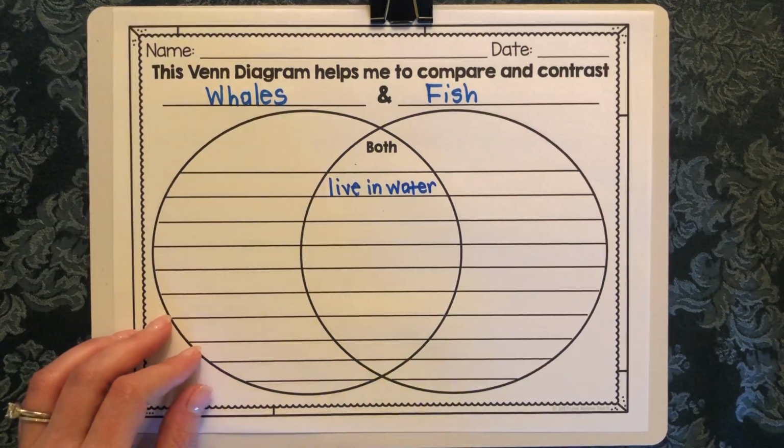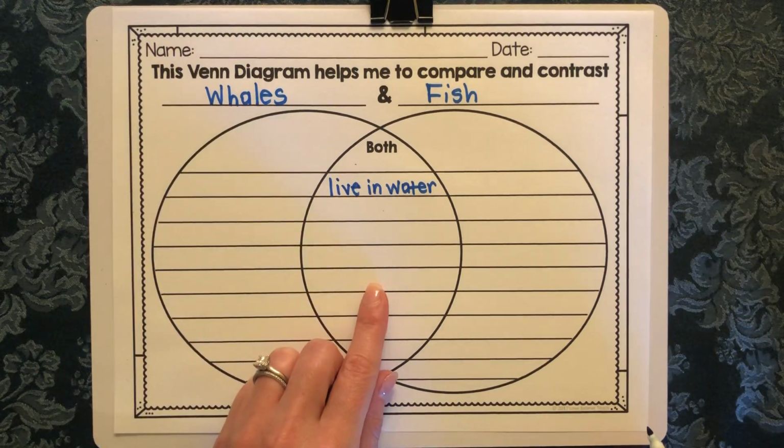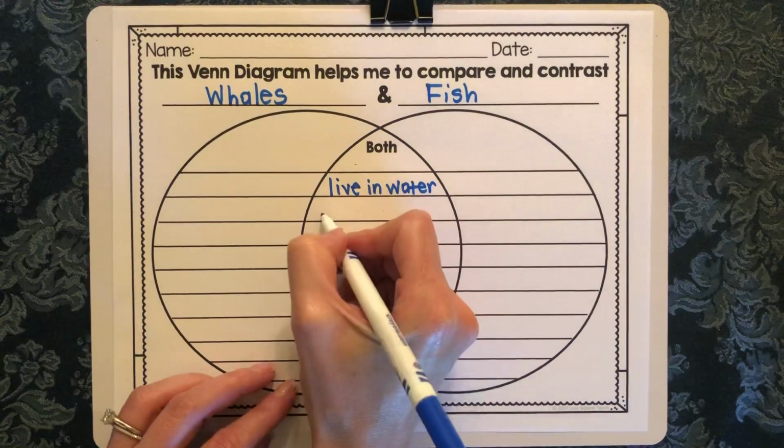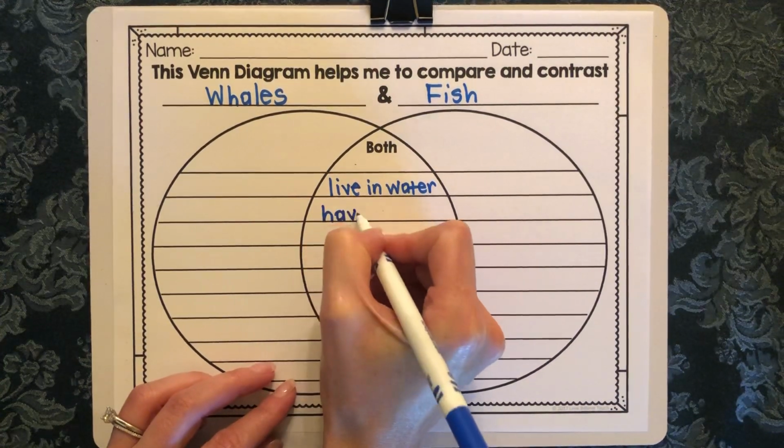What is something else that both whales and fish have in common? Well, both whales and fish have fins because they both live in water. They both have fins. So we can write that in the middle because that is something that they have in common. That's how they are also similar. So we can write that in the middle of our Venn diagram. Both whales and fish have fins. So we're going to write that here in the middle.